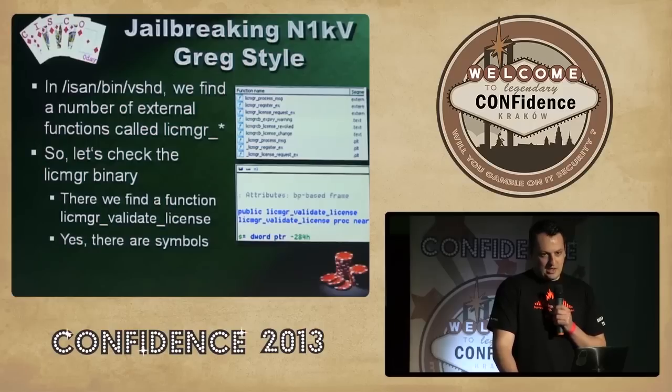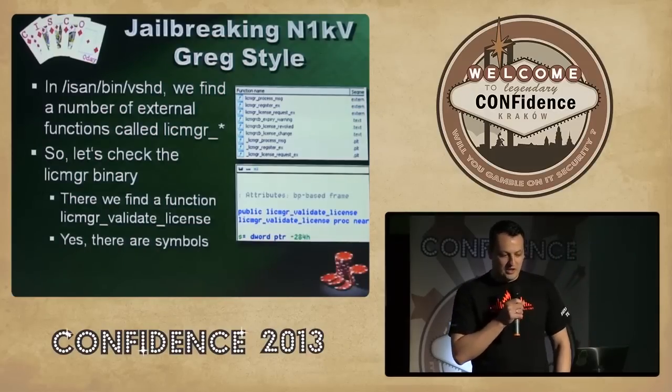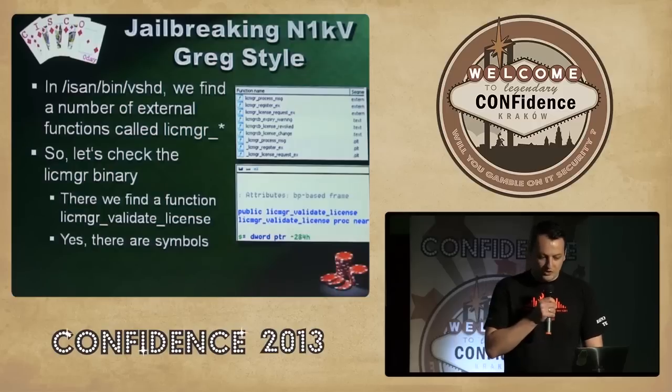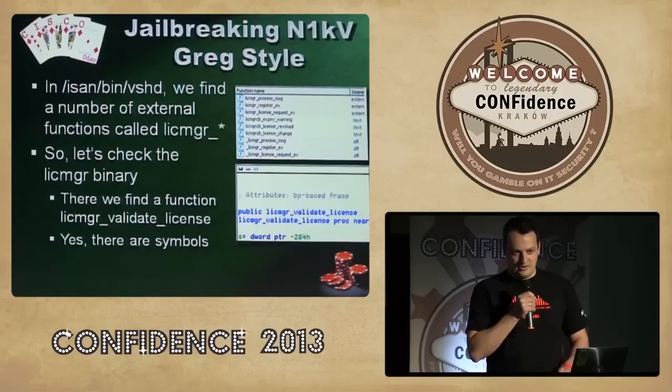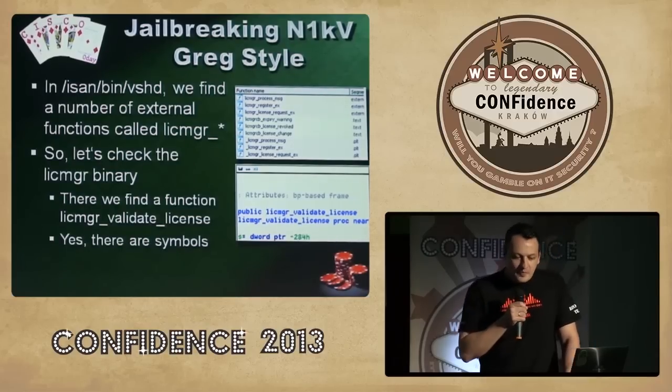The next idea you get is, okay, so maybe there is a separate license manager module on the device. So you just check out the binary file. It's called lic_mgr, so load it into IDA. And surprisingly, in the lic_mgr file, you will actually find a function called lic_mgr_validate_license, which is probably the part that does the license validation. So that's been pretty easy so far.